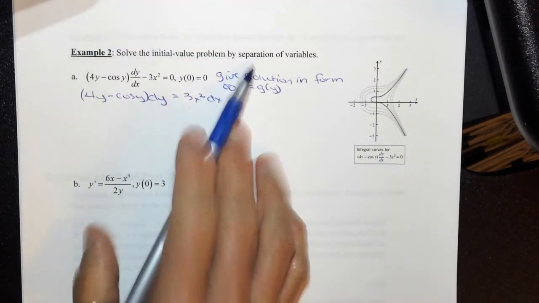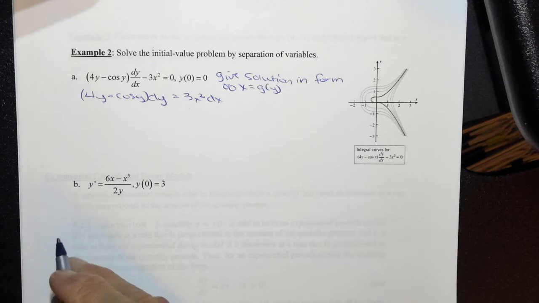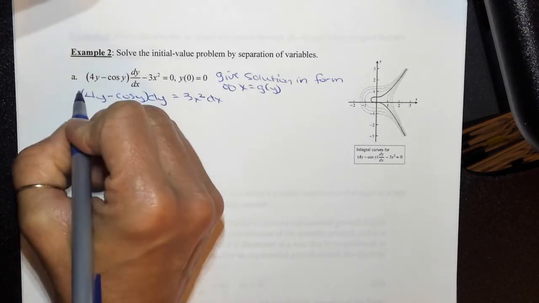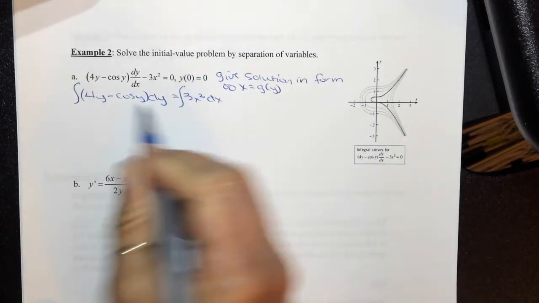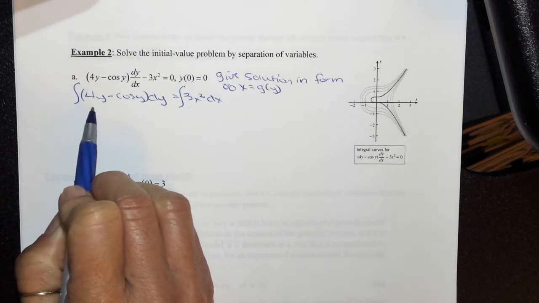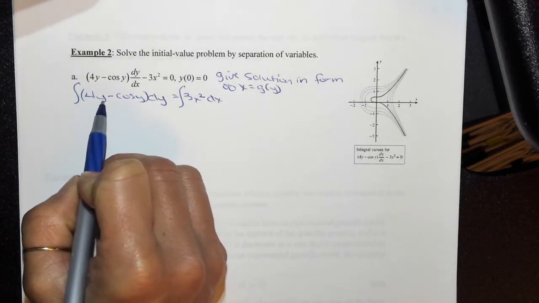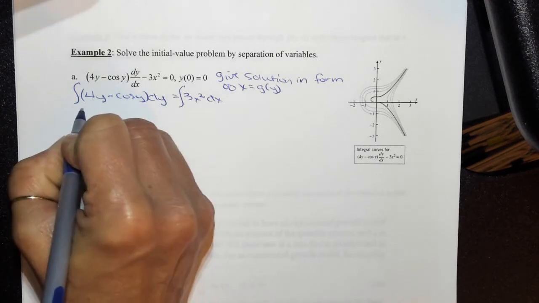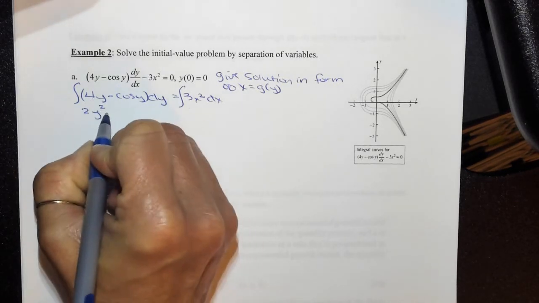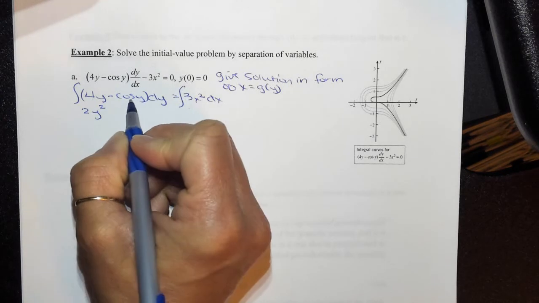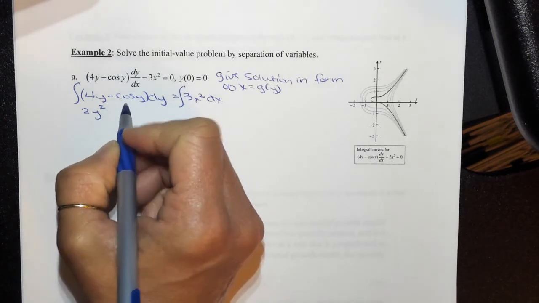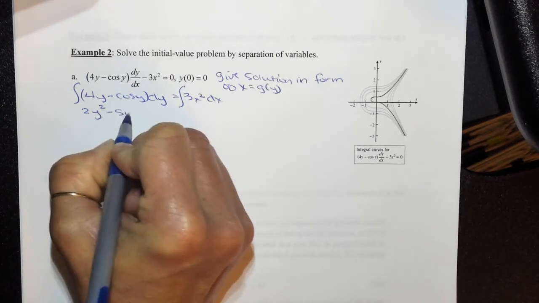Again, separation of variables. So then what we want to do to get the general form of the equation is integrate both sides. When we integrate the left side, the integral of y is 1/2 y squared. So 4 times 1/2 will be 2y squared. And then when we integrate the cosine of y, we end up with the sine. So this is minus the sine of y.